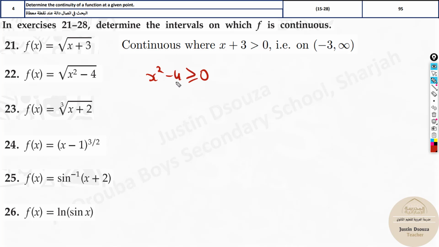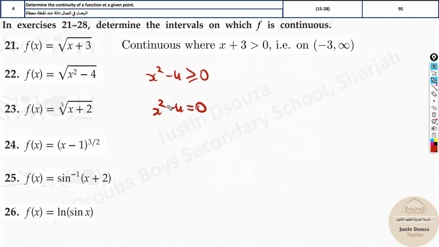Now, how would you solve this? You cannot directly take this to the other side and solve. It would be an error, because you will have two values, and you won't understand that exactly. So what you do is, you solve it by equating it to 0. So you equate x square minus 4 to 0.